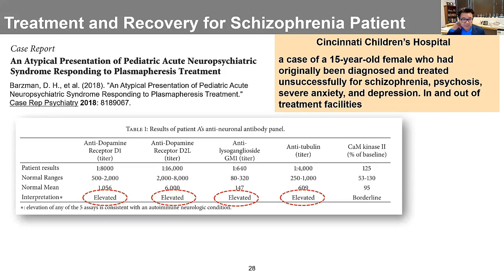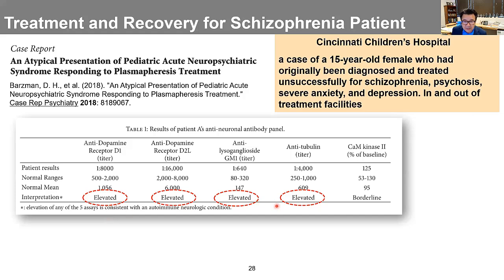One last one, and this is a published case study by Dr. Bernstein at Cincinnati Children's. There was a 15-year-old girl who had originally been diagnosed and treated for schizophrenia, psychosis, and anxiety.